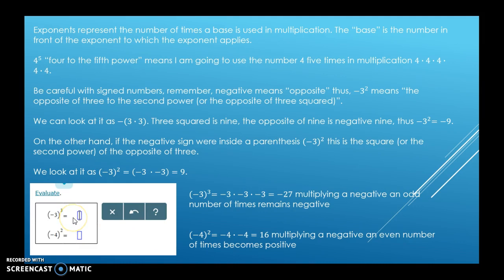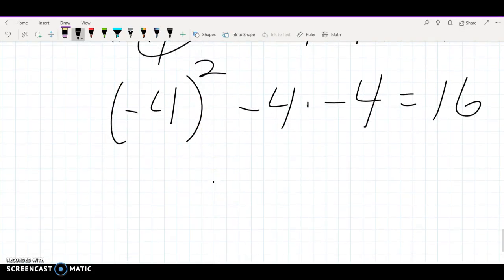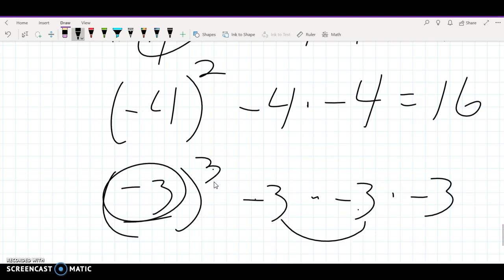So looking at this problem here, we have (-3) to the 3rd and -4 squared, which we actually already did. But (-3) to the 3rd power, this says I want 3 of these, 1, 2, 3, in multiplication. -3 times -3 gives me a +9, times a -3 gives me a -27.